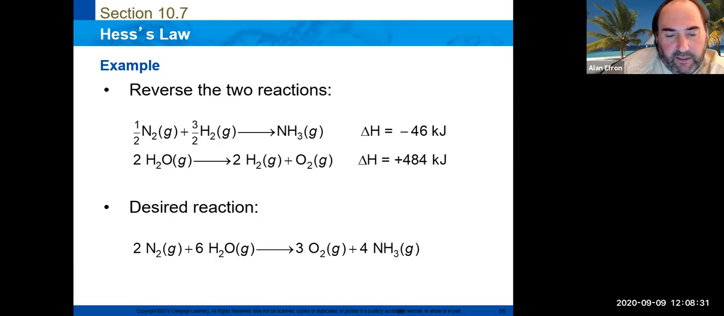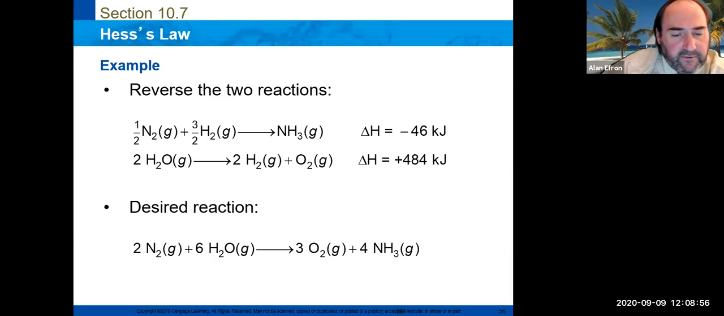what we had were these two equations. And really, these equations were actually reversed. So if we went back and you looked at the original example, both of these reactions were basically opposite. So we had the NH3 going to 1/2 N2 plus 3/2 H2. And on the other one, we had 2H2 plus O2 going to 2H2O.